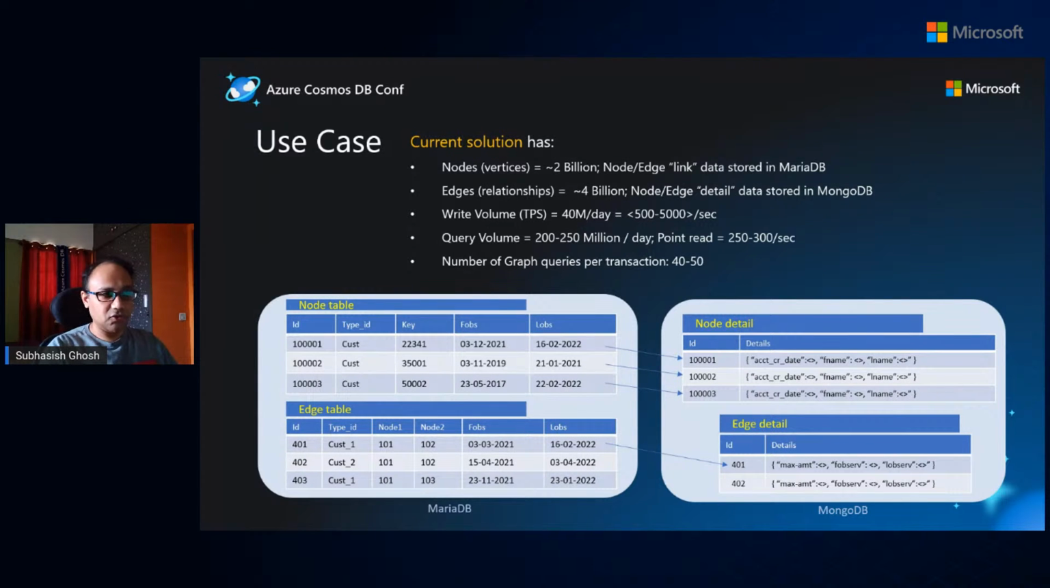The point reads were around 250 to 300 TPS per sec, and the number of graph queries per transaction used to vary between 40 to 50. As you see, it's a link table design approach. 10 years back when the customer built the solution, and in fact I worked with a couple of other customers with very similar setups, they had all used a combination of different databases which were available to them at that time. For example, in this particular use case, the link table, or the linkage data, was stored in MariaDB. And the node and edge detail data was initially stored in MongoDB.